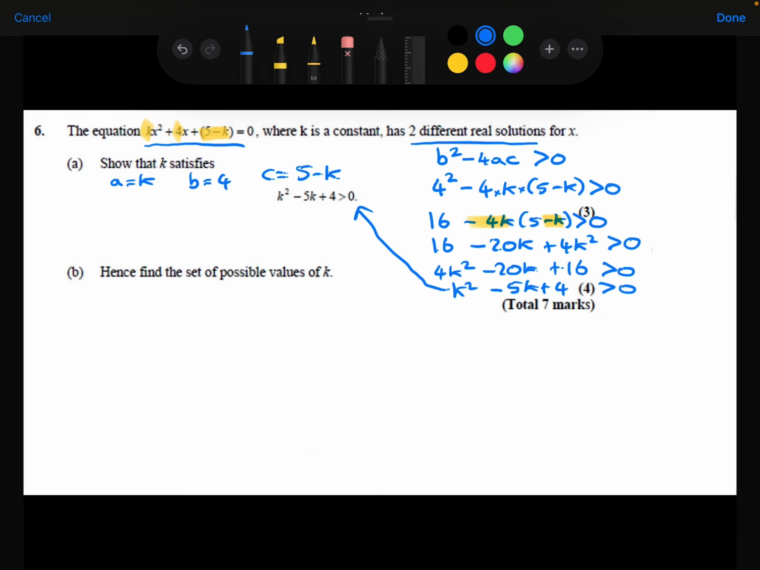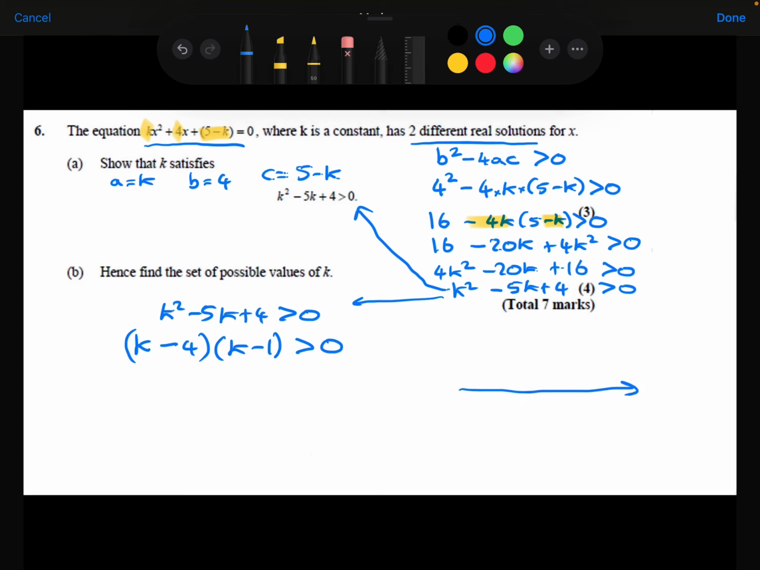Part B, hence find the set of possible values of k. So what could k actually be if there's two real solutions to this equation? So let's continue where we left off. Let's continue from the k squared minus 5k plus 4 is greater than 0. And let's solve this quadratic inequality by first factorising so that I can see what the roots are. This allows me to see that there is a root at 4 and a root at 1.